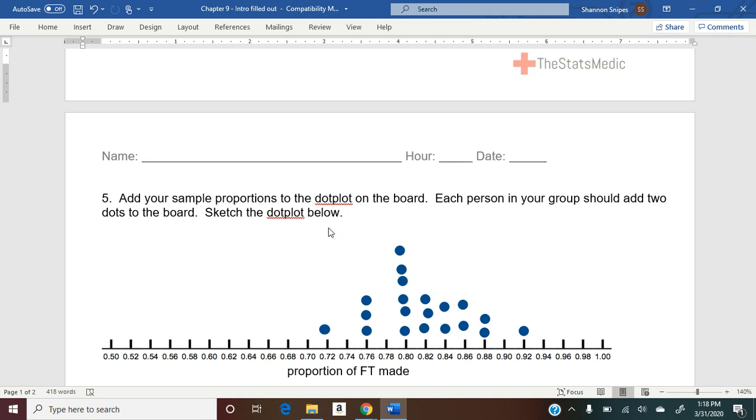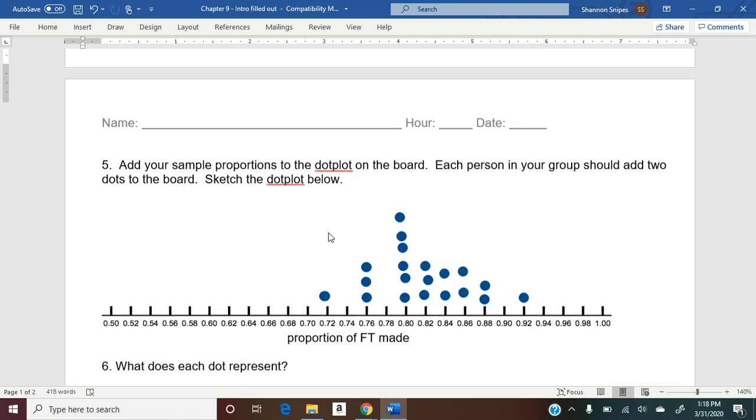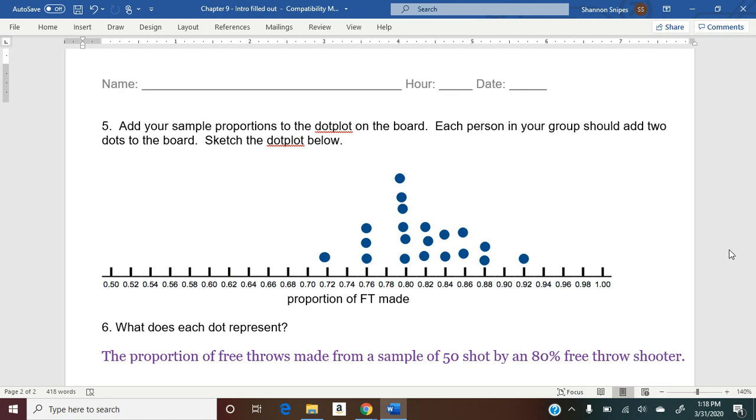Okay, so as you will remember, I hope, that this is a very approximate sampling distribution of the proportion of times, or the proportion of free throws that were made out of a sample of 50. All right, what does each dot represent? The number of free throws made from a sample of 50. But remember, we are assuming that this is shot by an 80% free throw shooter.